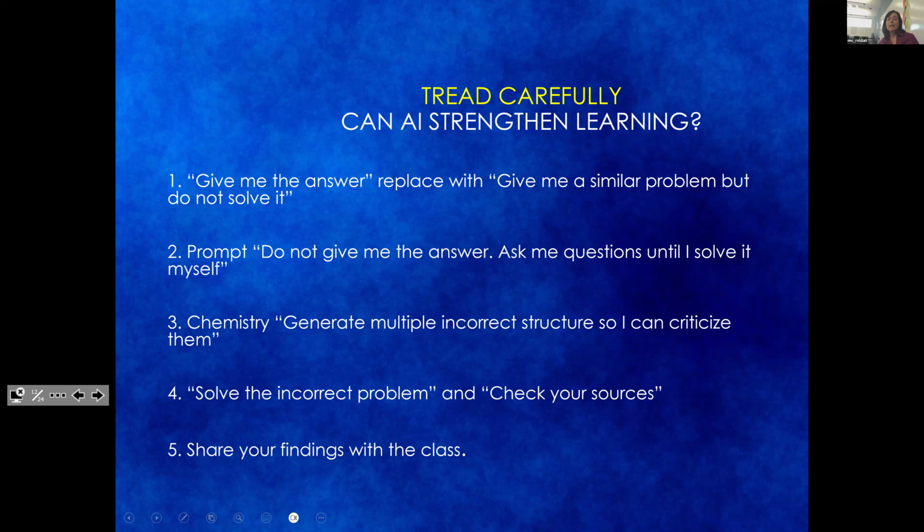Number four is solve the incorrect problem. Don't do that straight; substitute with, check your sources. Solve the incorrect problem means the computer has done it wrong. I have A as a reactant, it's going to form B, but instead it's asking me about C and D, which has happened a lot of times. So solve the incorrect problem, see what's wrong, see what AI is doing wrong, and again, check your sources. If you're doing research, make sure that that's the right date, the right edition, the right pages, the right author, everything.